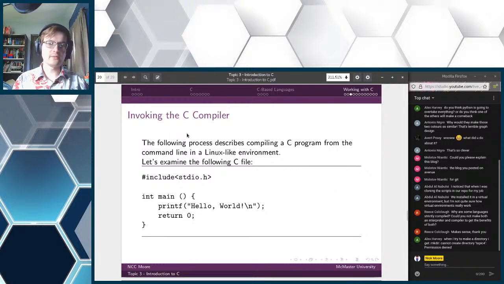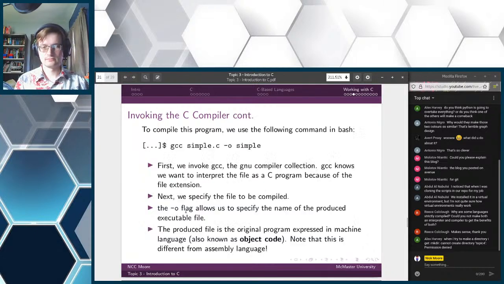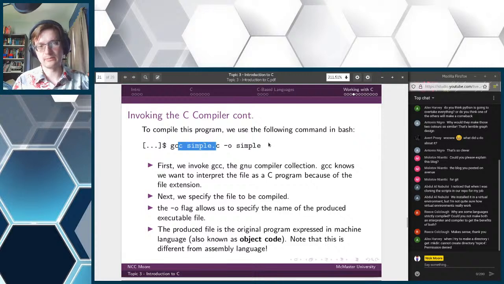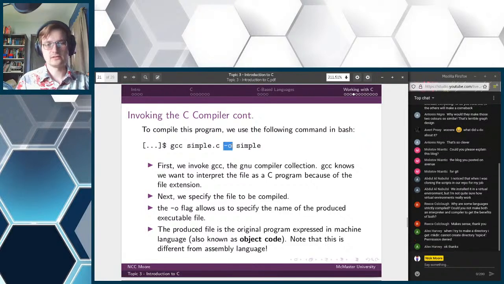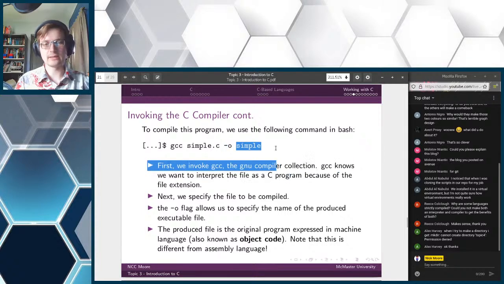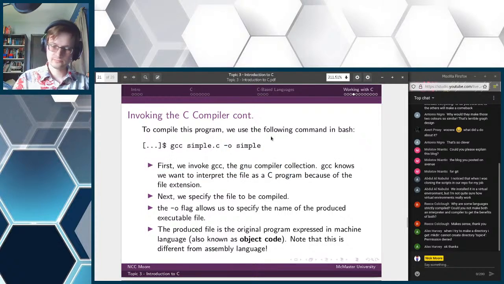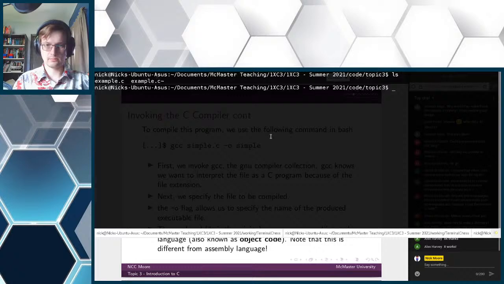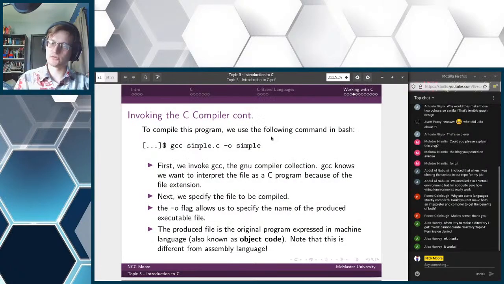So, the following process describes compiling a C program from the command line in a Linux-like environment. Let's examine the following C file. This is exactly what I have written. Invoking the C compiler. To compile this program, we use the following command in bash: gcc example.c -o, so output flag, and then the name of the executable. Yay! It works! You see?